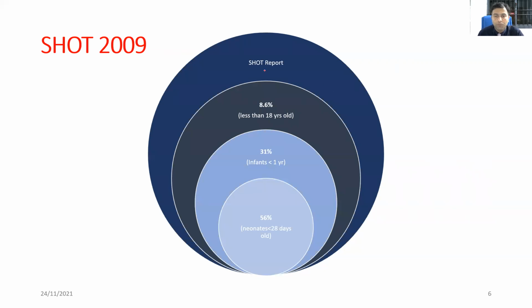This is from the SHOT report, which says that 8.6% of all the transfusion reactions reported were among those less than 18 years old, which is almost similar to our hemovigilance report. And in that, 31% of the reactions happened in infants less than 1 year, and 56% of these neonates were less than 28 days old.